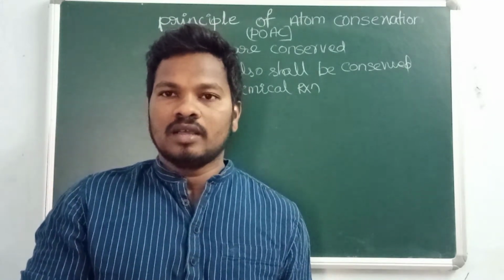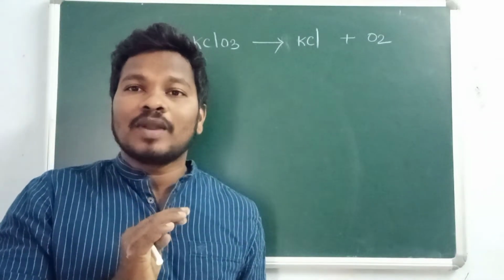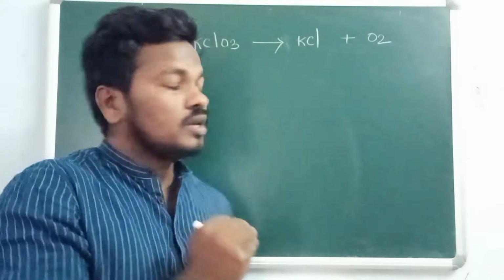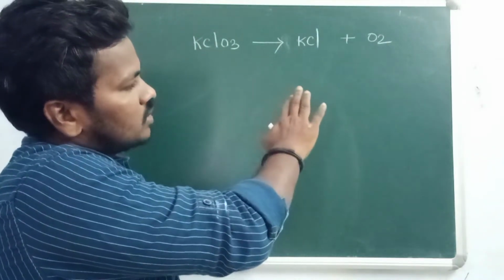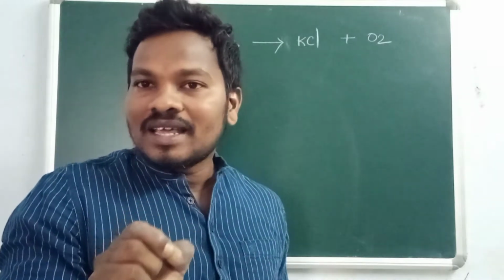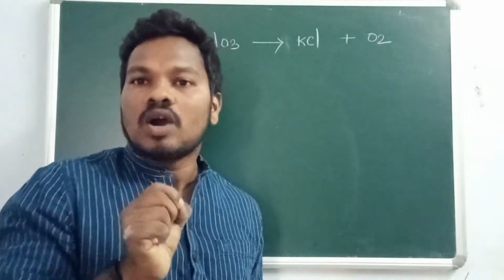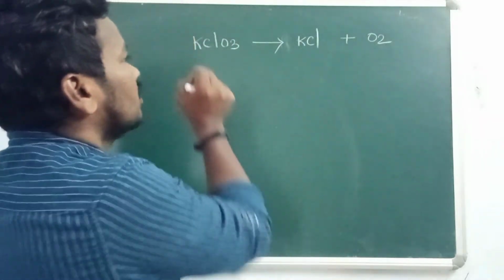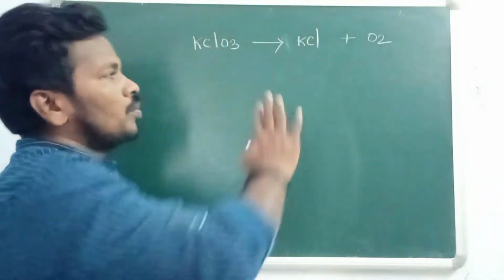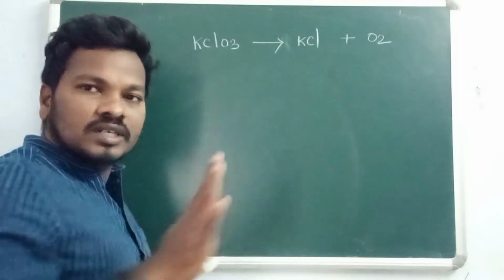So how will we apply POAC on this equation? KClO3 gives rise to KCl plus O2. We will apply POAC on each atom: on potassium, chlorine and oxygen. Reactant side and product side, both we will apply.